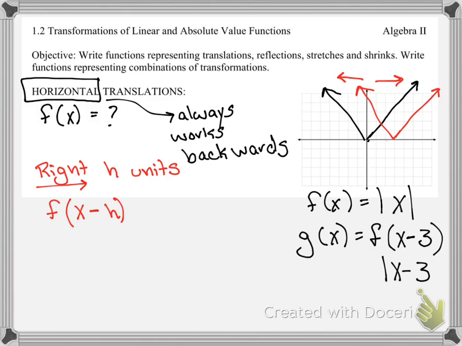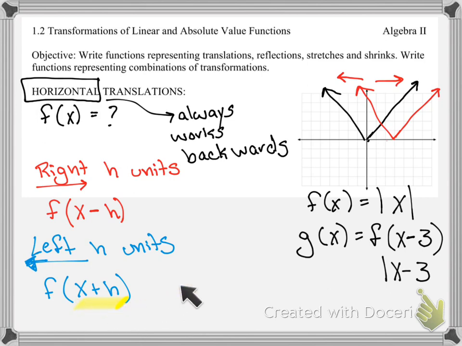Now, if I want to move it to the left h units, I would need to take my original function and add h inside that function. f of x plus h. So really what this means is I'm just putting this x plus h into this original function for x. So instead of just placing an x inside that function, I put an x plus h inside that function.